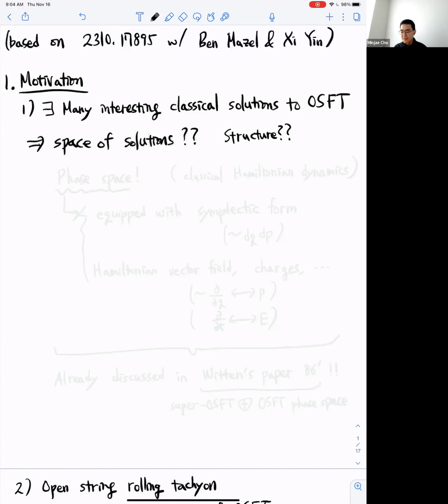And that is the case of the usual phase space in the context of classical Hamiltonian dynamics. So what do we mean by phase space? It's literally the space of solutions to some given Hamiltonian system.